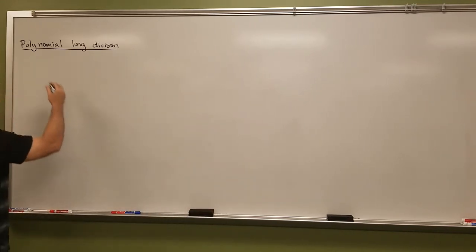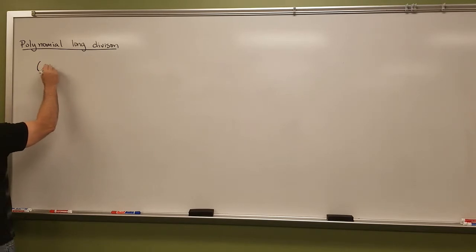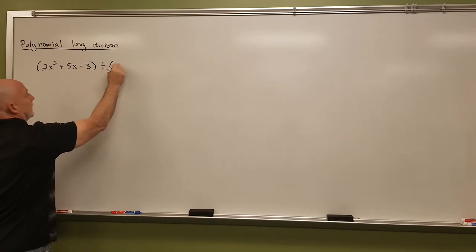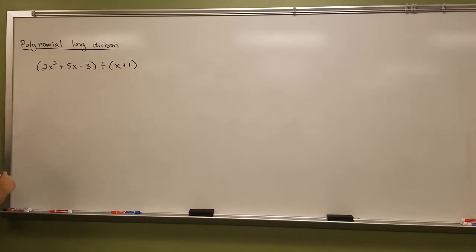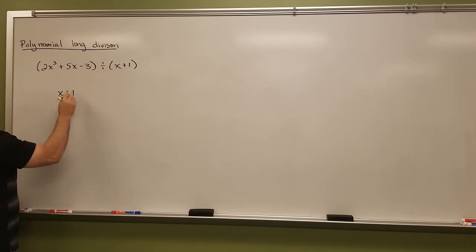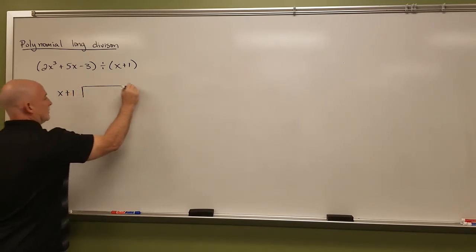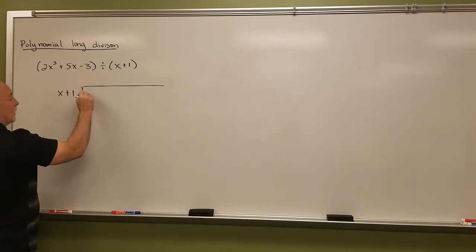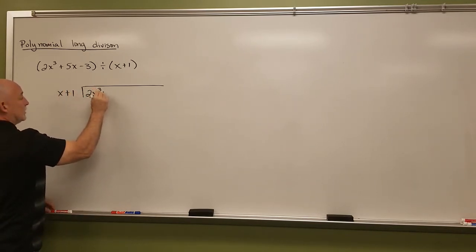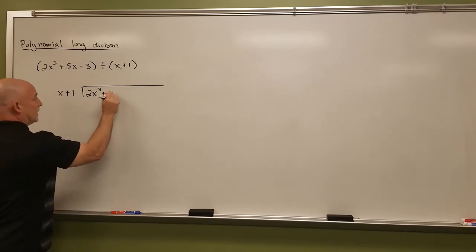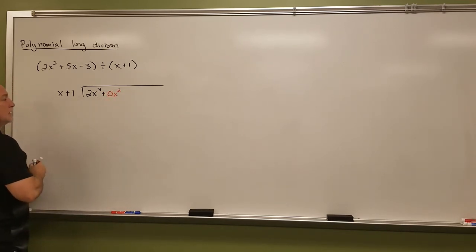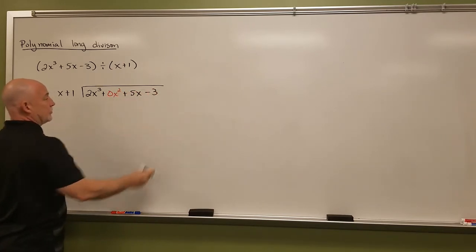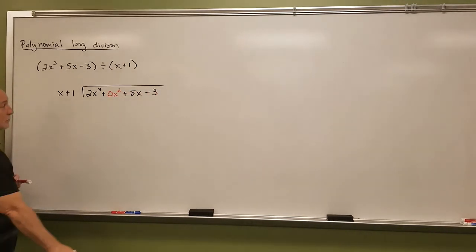All right, so let's say we got 2x cubed plus 5x minus 3, and let's divide that by x plus 1. All right, since we're dividing by the x plus 1 that goes on the outside, that's our divisor. Now on the inside here, notice this polynomial is missing the x squared term. So when we write this underneath, we need to put a placeholder for any x squared pieces that we might get. So I'm going to put no x squared right there. 5x minus 3.